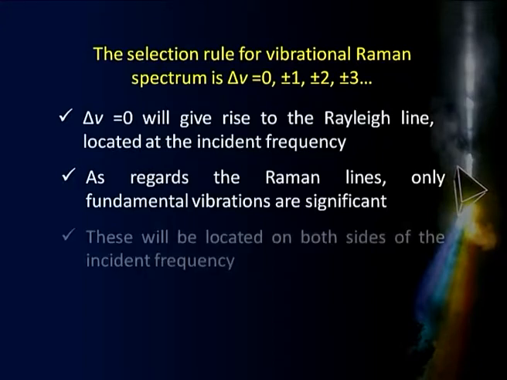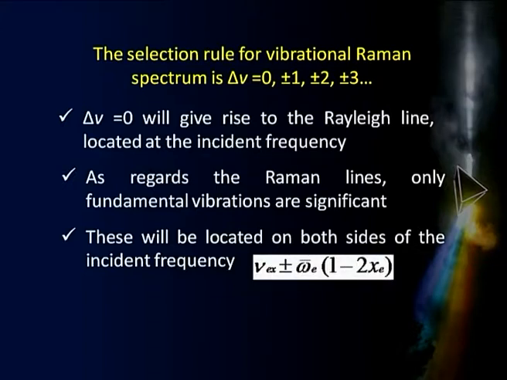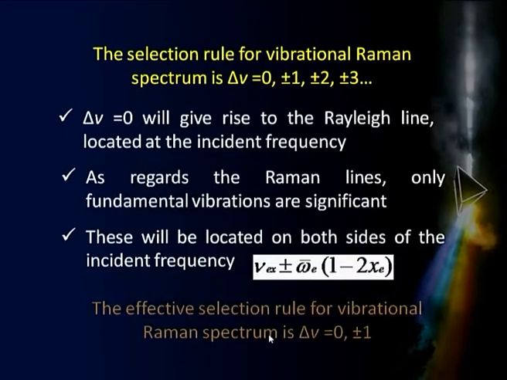So, essentially these signals, which are the fundamental ones, will be located on both sides of the incident frequency. That means there will be Stokes lines and anti-Stokes lines, and the location will be nu excitation plus minus omega E (1 minus 2 XE), because that is the location of my fundamental. So, this is my incident radiation, and either it will be plus or minus. So, you are getting either anti-Stokes lines or Stokes lines there.